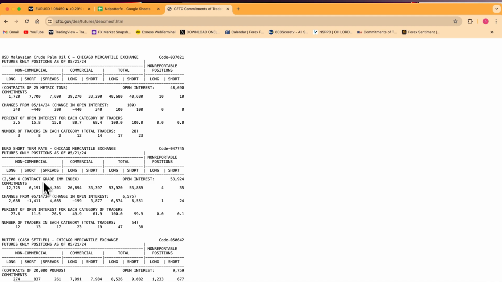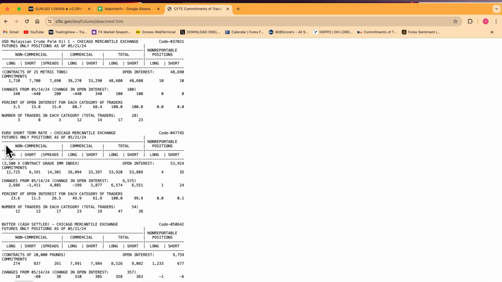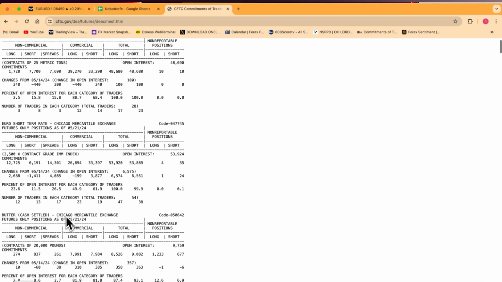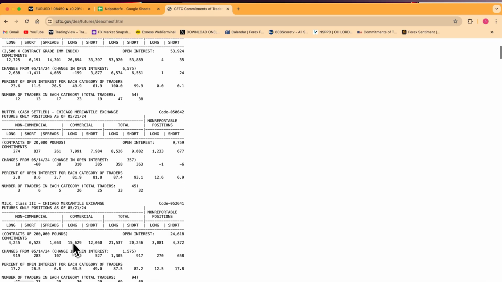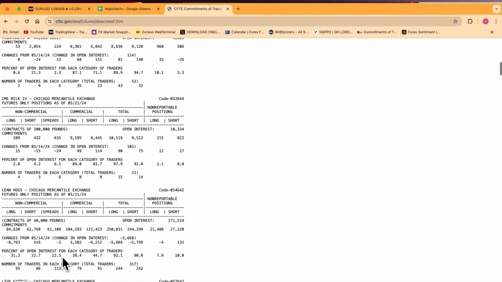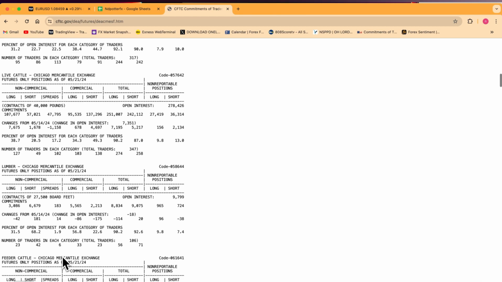So let's quickly go down and look for currencies that we trade. This is euro short, but this is not the euro pair. You see the one that says euro FS, I think. Yeah, so let's scroll down and look for currency that we trade.